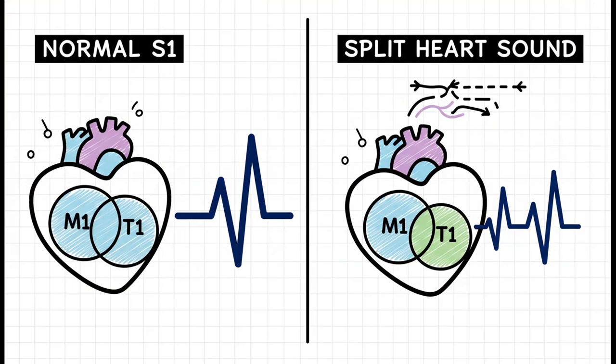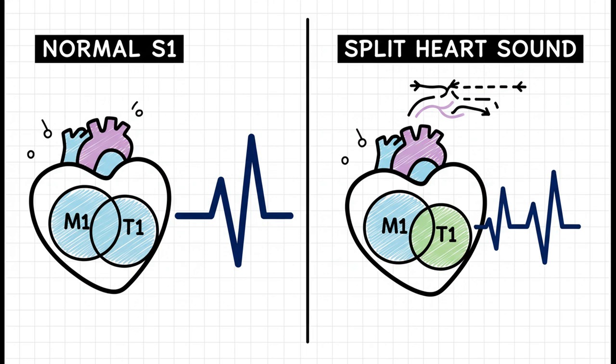So here's a little secret about S1. It's not actually one sound. It's two sounds happening almost at the same time. You have the mitral valve closing, M1, and then a fraction of a second later, the tricuspid valve closes, T1. Normally, they're so close together that your ear just hears one single lub. But what if you hear a lu-lub? That split tells you that the tricuspid valve is late to the party, and the number one cause for that delay is a right bundle branch block.